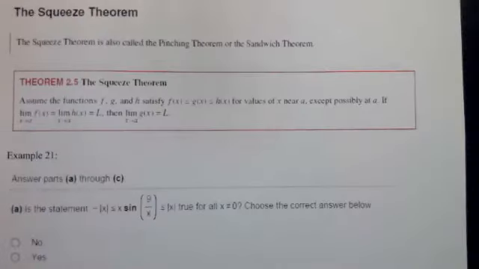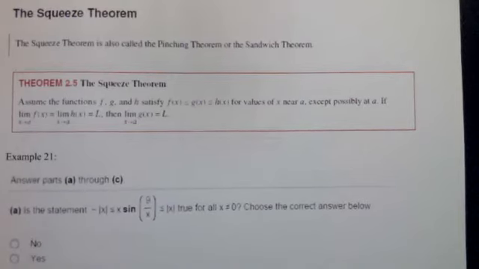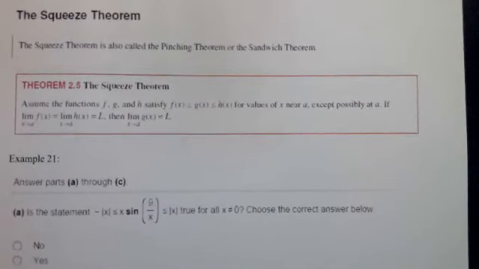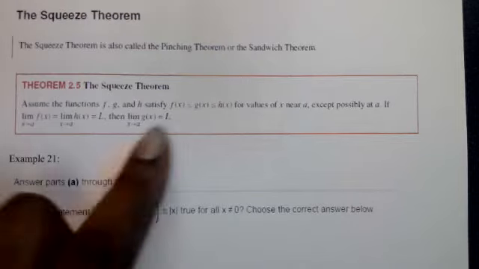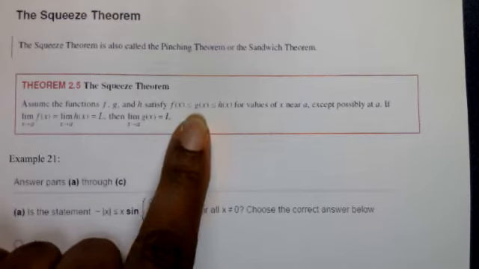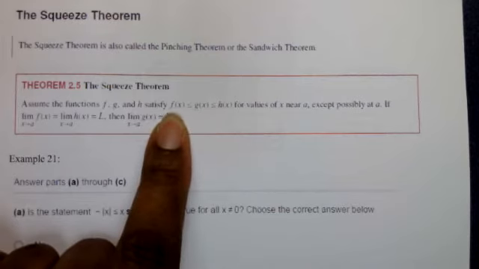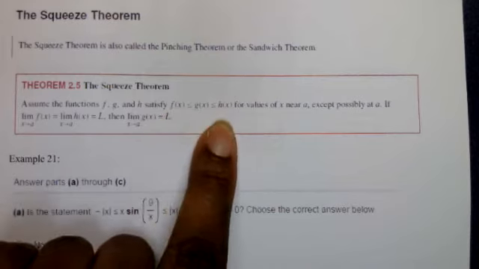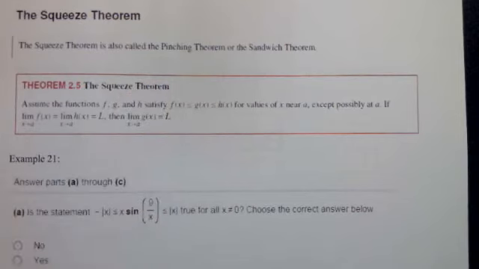And finally, you got the squeeze theorem. Sometimes it's called the pinching theorem or the sandwich theorem. Okay, now here's the theorem for that. We're assuming that the functions f, g, and h satisfy this. f of x is less than or equal to g of x and less than or equal to h of x. That means g of x is greater than or equal to f of x and less than or equal to h of x for the values of x near a, except possibly at a.